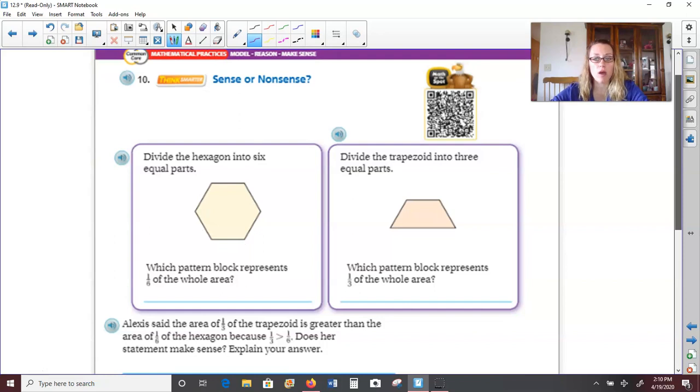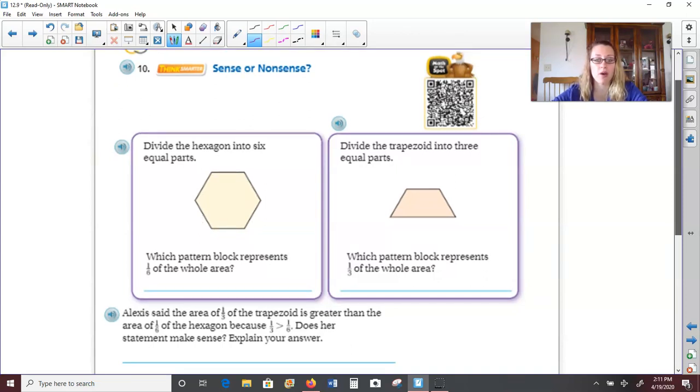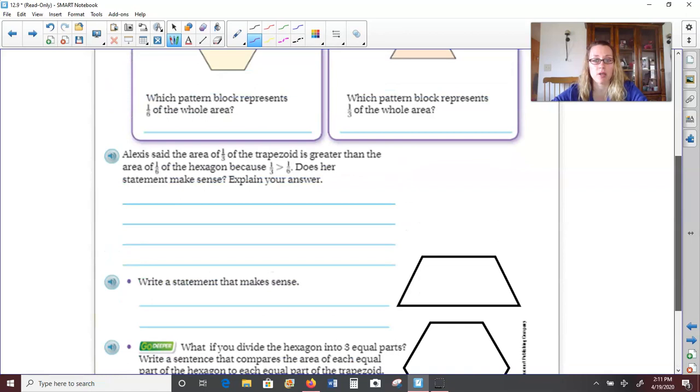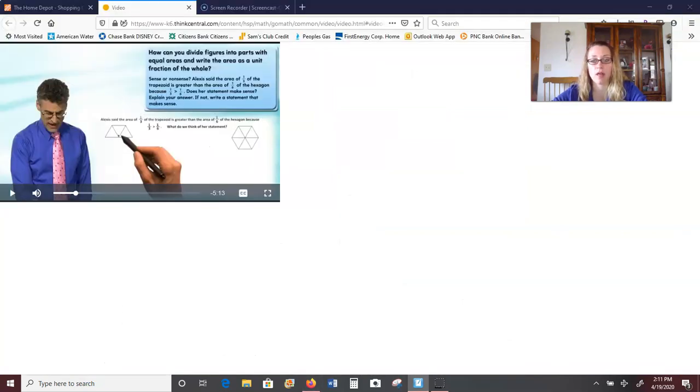For this next one, number 10, it's a sense or nonsense question. I'm going to play our math on the spot video, and it does match up to the question in the book. So please follow along with the video and complete this question in your book as you go along. Okay, you're going to be looking at this hexagon and the trapezoid and seeing how the area of the different shapes you create match up. So let me get the video going here and follow along in your book, and make sure you are recording your information as you see in the video.